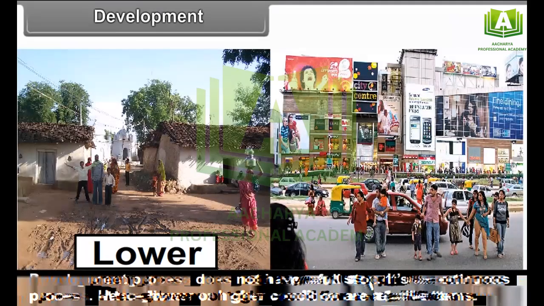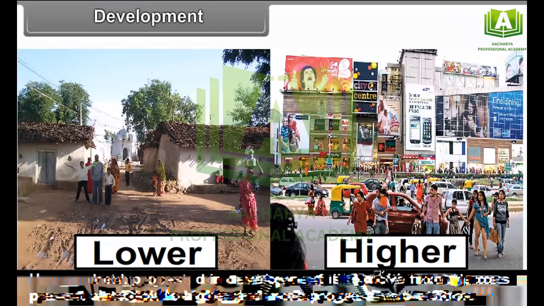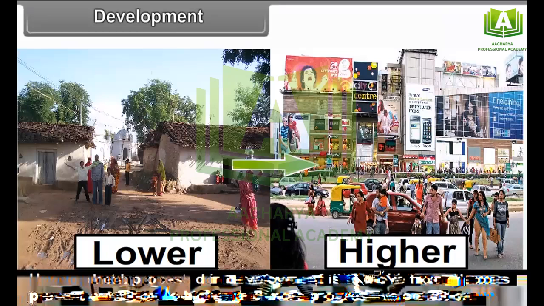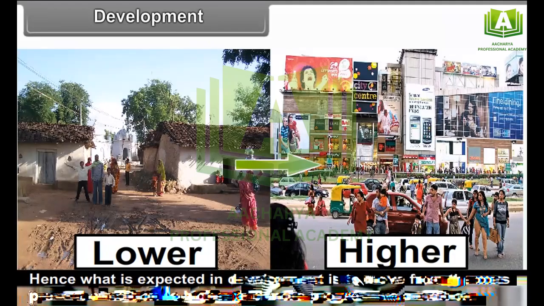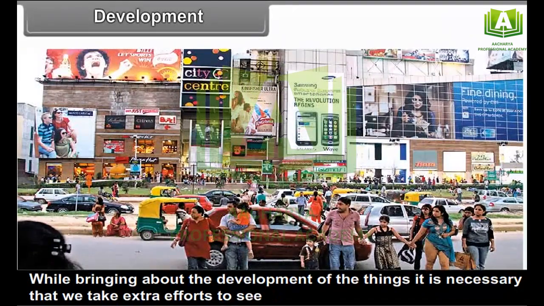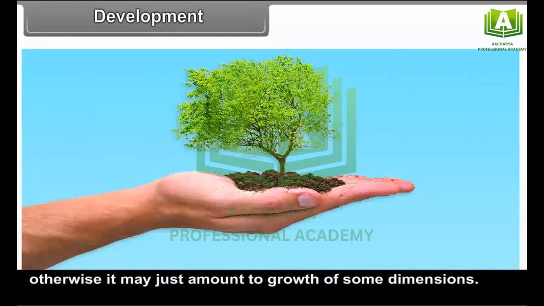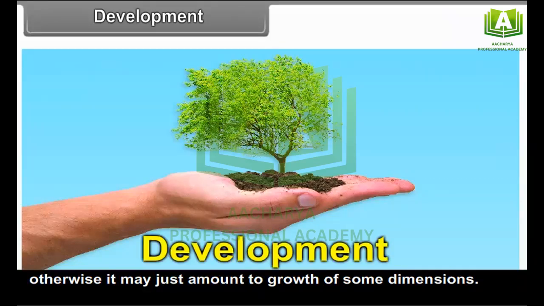Hence, lower or higher condition are relative terms. Hence, what is expected in development is to move from the present condition to higher and more progressive condition. While bringing about the development of the things, it is necessary that we take extra efforts to see that all its components develop in due proportion. If development is all around, then only it will be called as development. Otherwise, it may just amount to growth of some dimensions.